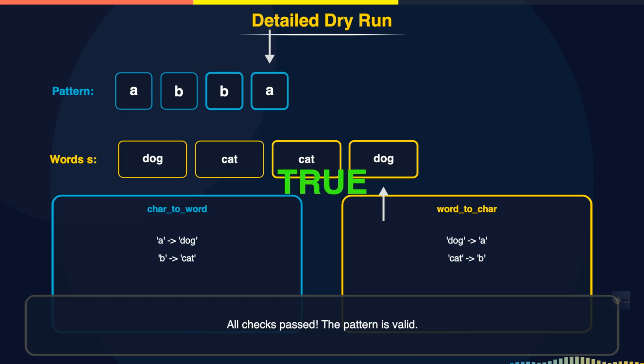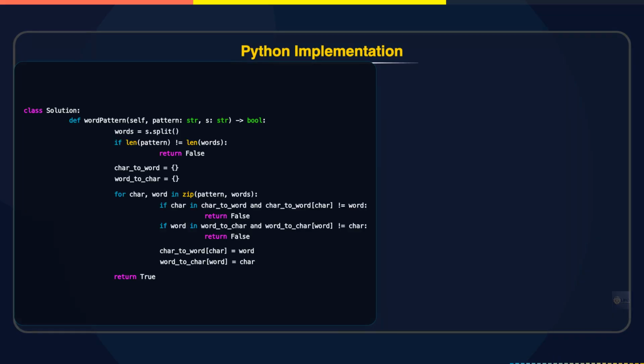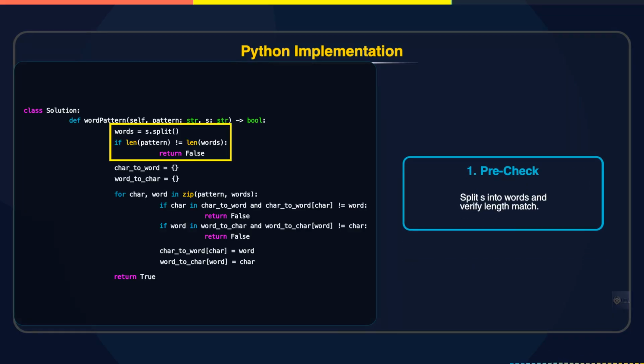We return true. But what if the last word was fish instead of dog? When we reach the end, we would see that A is already mapped to dog, but the current word is fish. That is a mismatch, and we would return false immediately. Now, let us look at the Python code. We start by splitting the string S into a list of words. If the number of words does not match the length of our pattern, it is impossible to have a match, so we return false right away.